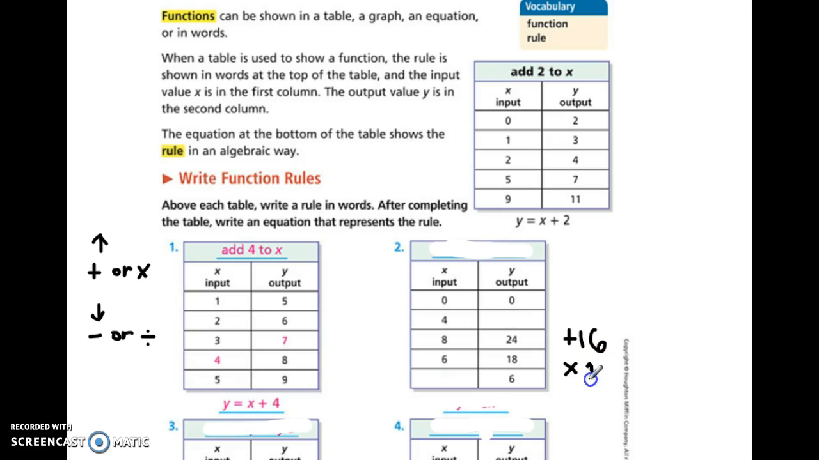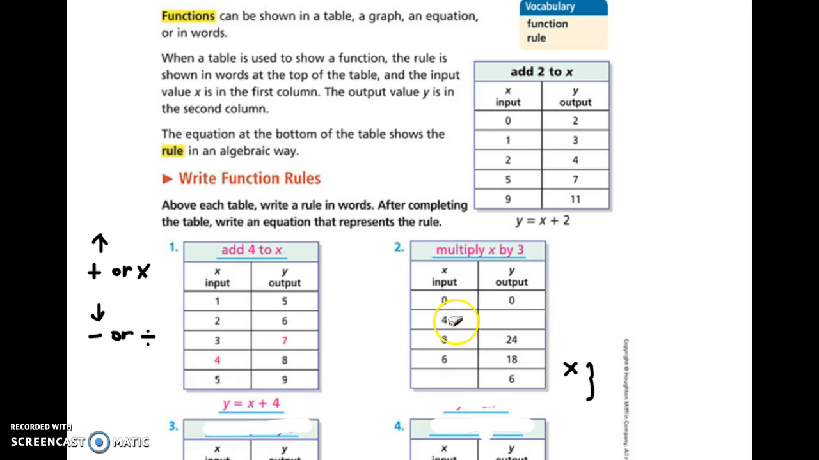So let's go ahead and try the next one and see if it works. So 6 plus 16 is going to give me way more than 18. So adding 16 did not work. But how about multiplying it by 3? 6 times 3 equals 18. So it does work. So our rule is, in the machine, I'm going to put something in, I'm going to multiply it by 3, and the machine's going to spit out the answer. So our rule is multiply x by 3.